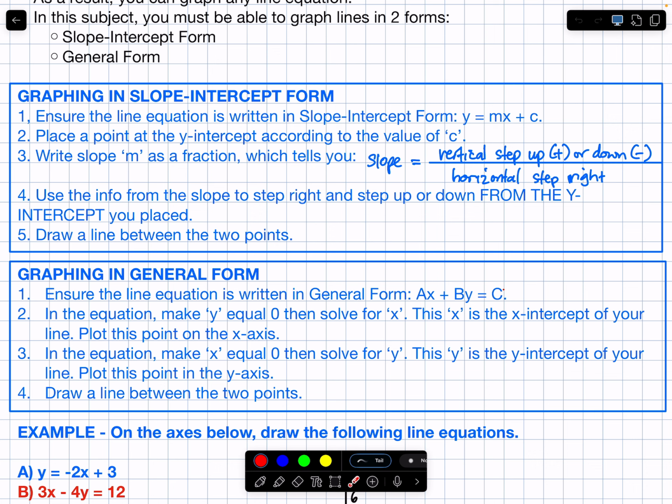Let me read those steps out to you. You need to make sure that the line equation is in slope-intercept form. Have you at least seen y is equal to mx plus c? Have you seen something like that? No.